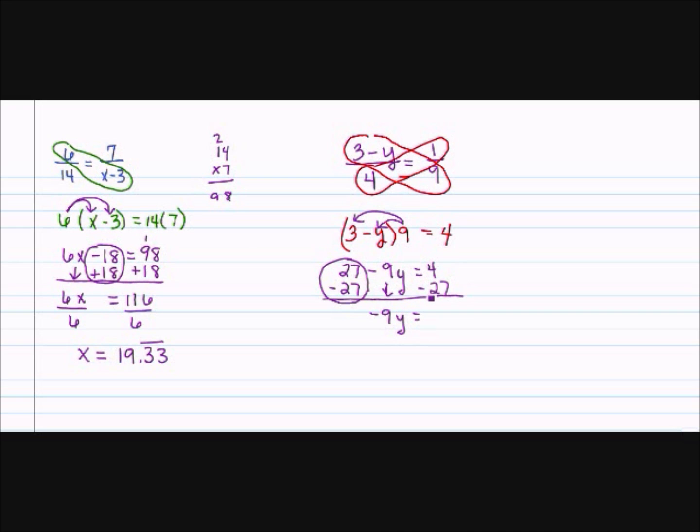equals, the signs are different, so I subtract. 27 minus 4 is 23, and take the sign of the larger number, so that's a negative 23. I divide by a negative 9, that equals 1, and y equals negative 23 divided by negative 9 will give you 2.56. Okay, very good.